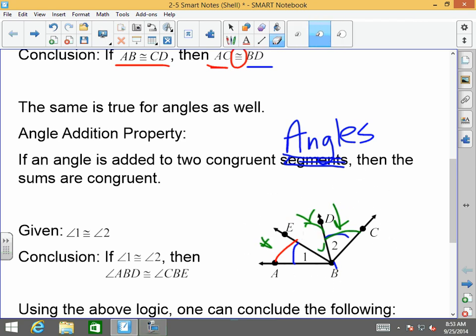You sure? All right. Yeah? Go ahead. So we come up with the conclusion angle ABD is congruent to CBD. Would the reason be, would we be able to put... Angle addition property.